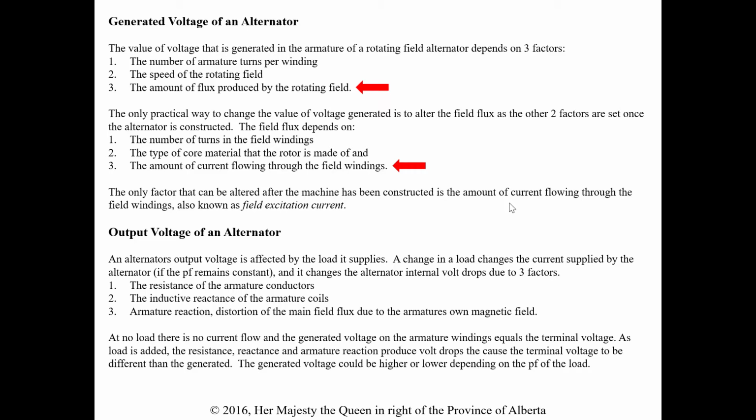At no load, there is no current flow, and the generated voltage on the armature winding equals the terminal voltage. So if I'm generating, let's say on a phase level, 277 volts, and I don't have load on there, then my terminal voltage will be 277. If I put my meter on the terminals, I'm going to read 277 volts. As load is added, the resistance, reactance, and armature reaction produce volt drops that cause the terminal voltage to be different than the generated. The generated could be higher or lower depending on the power factor of the load. We're going to do some questions here in a sec that will prove all that.